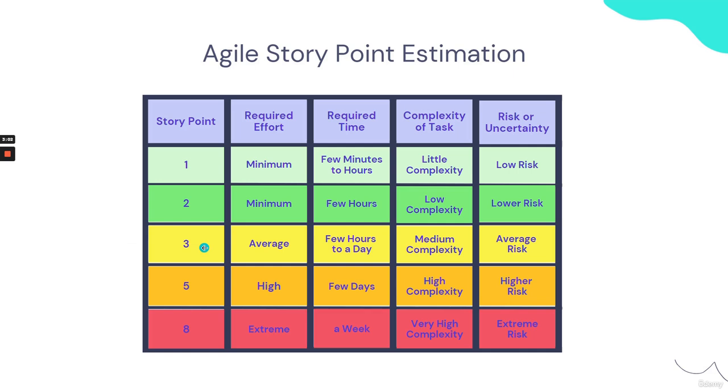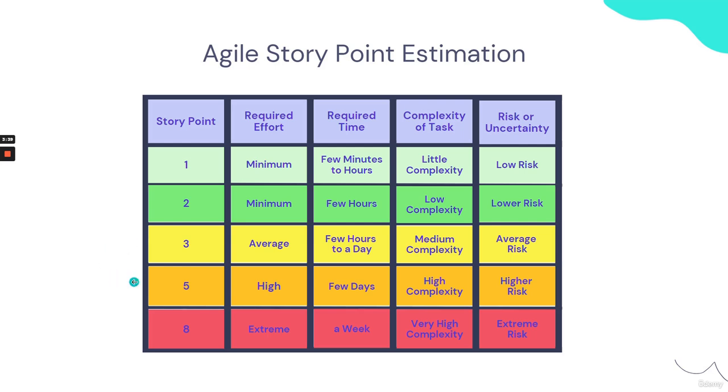A story point of 3 is average required effort, takes about a few hours to maybe even a day of required time, is of medium complexity, and has an average risk. A story point of 3 could be something like running a regression test to ensure that there are no tests from the previous sprint or the current sprint that are broken.